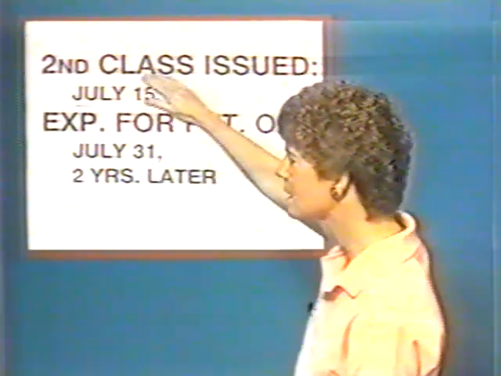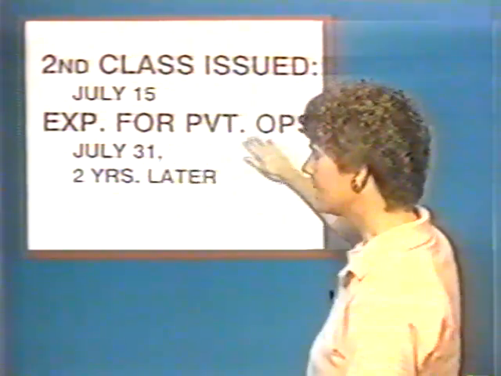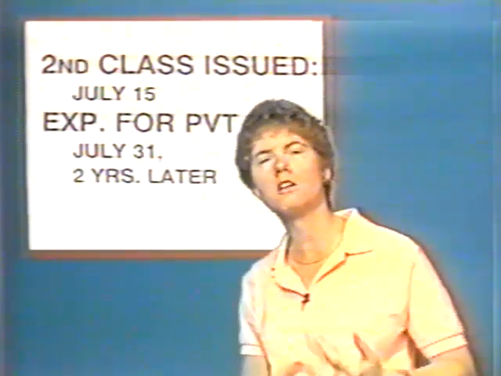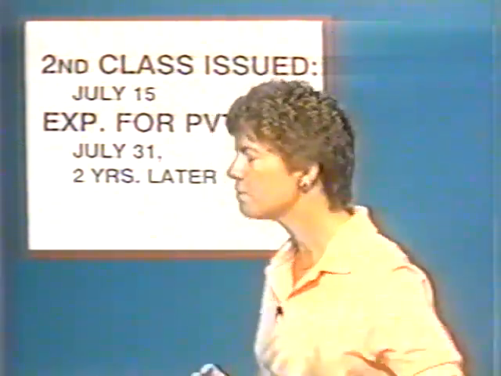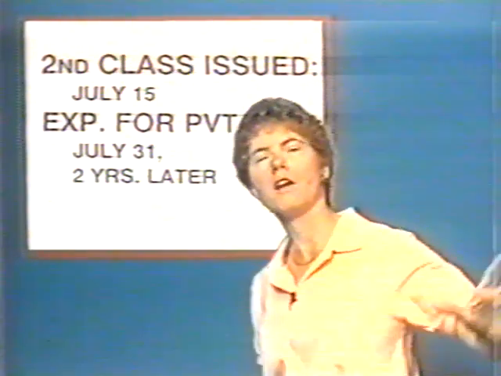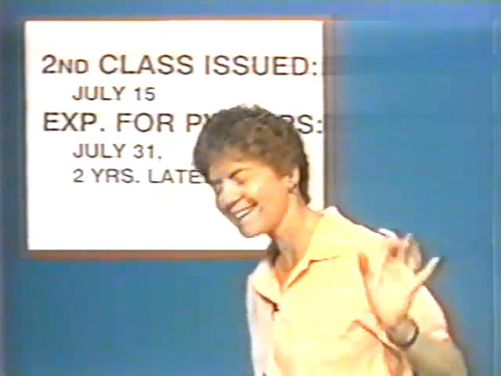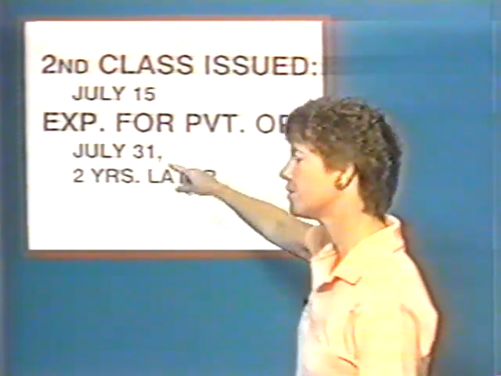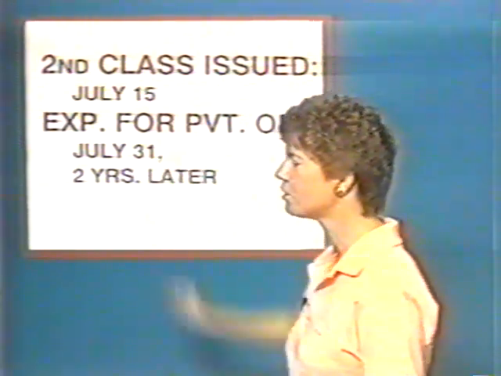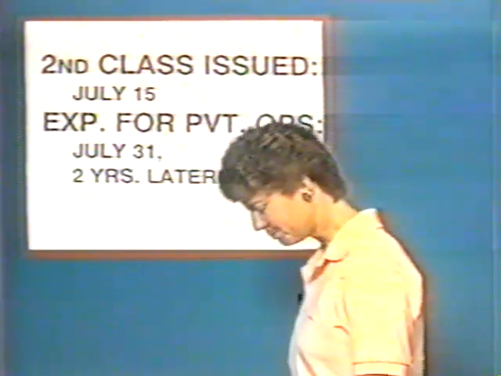Okay, regardless of the class of medical, if you're operating as a private operation, not commercial, not airline operations, how long is it good for? 24 calendar months. And when does it expire? Same day of the month or last day of the month? The last day of the month, so it will expire on July 31st, at midnight on July 31st, 2 years later.